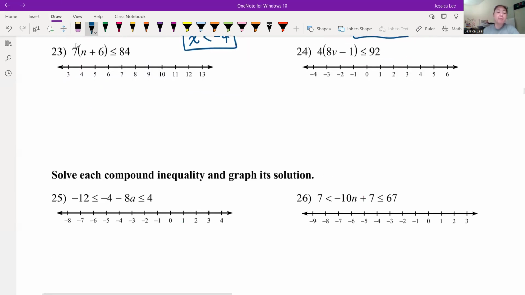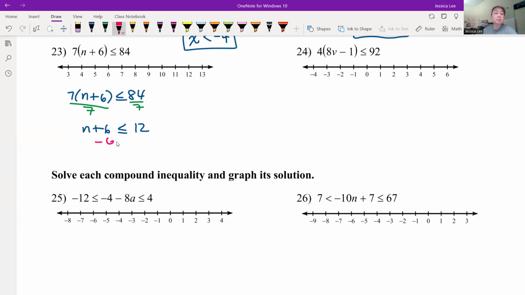23. Again, I have parentheses here. You could still divide first if you wanted to. For example, if I just divide both sides by 7, it still works. It does not break any mathematical rules. So we get n plus 6 is less than or equal to 84 divided by 7, which is going to be 12. That makes some of our numbers smaller. And then I'm going to subtract 6 on both sides.